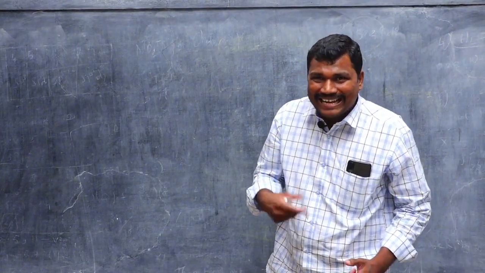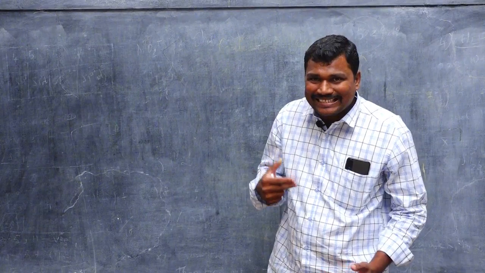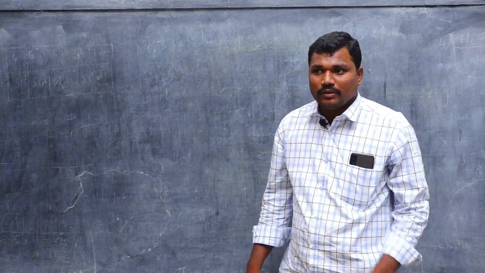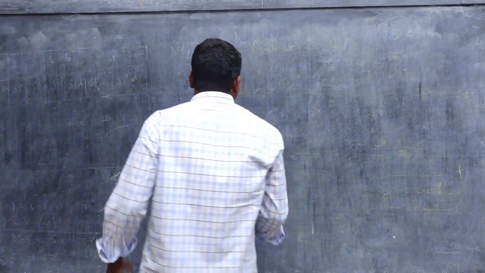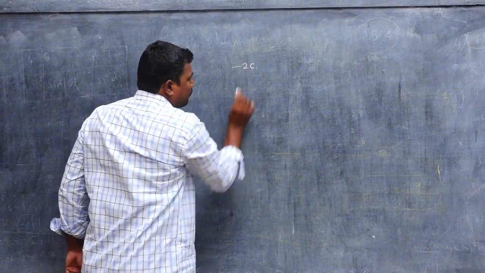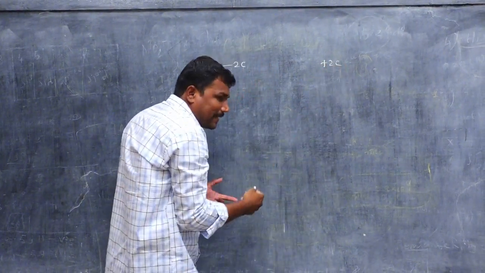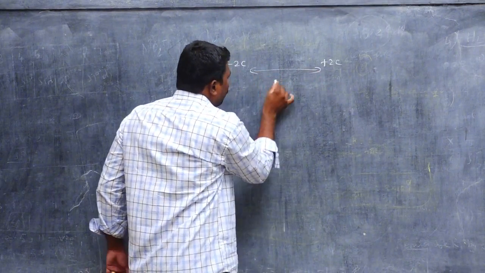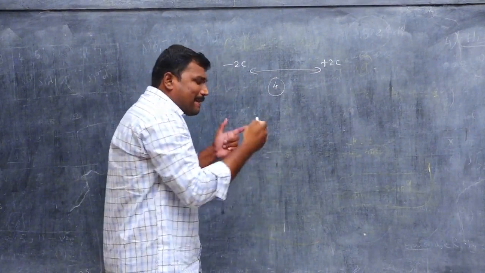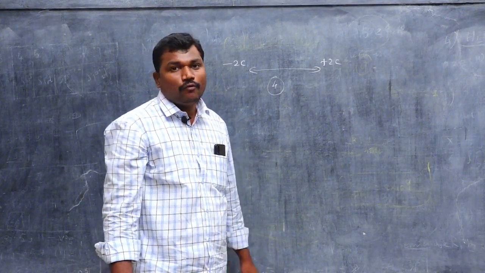It is frequently asked in NEET questions. How will it be asked in the NEET question? Two charges are given: one charge is minus 2 Coulomb and the other is plus 2 Coulomb, separated by a distance of 4 meter and placed in air or vacuum. How do you find the force?